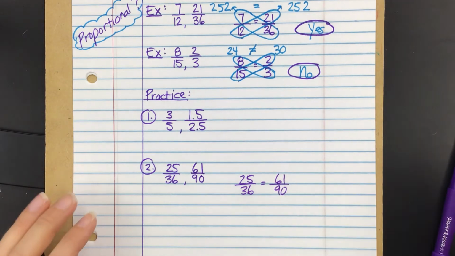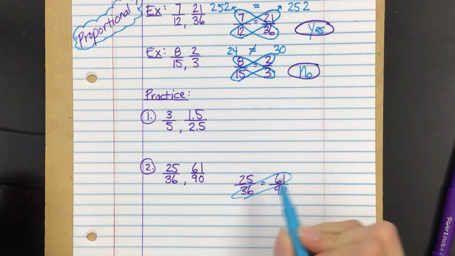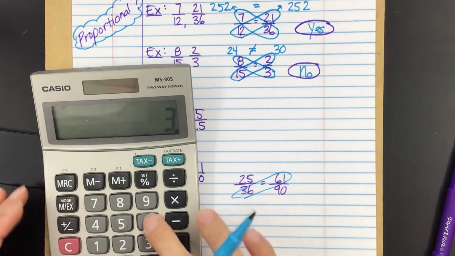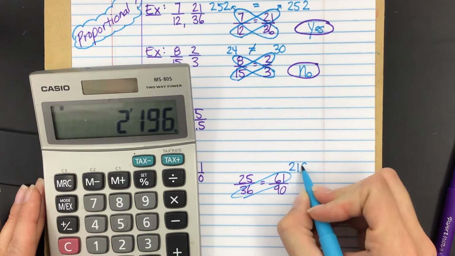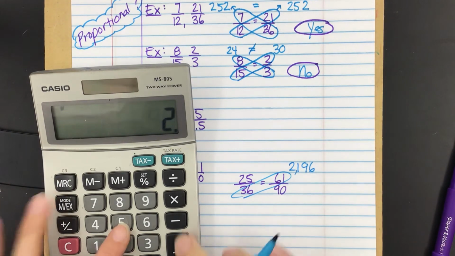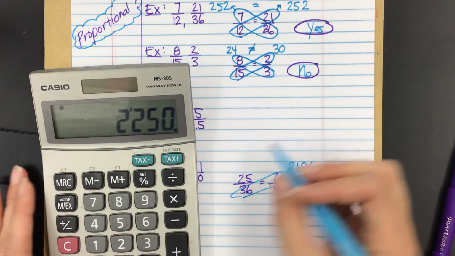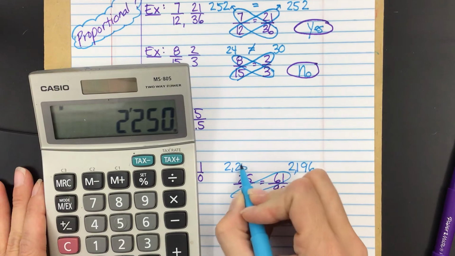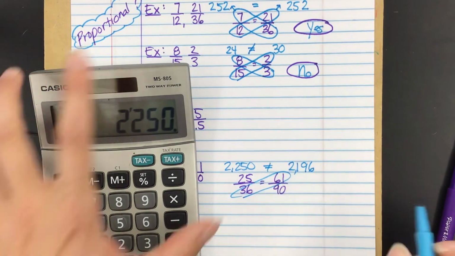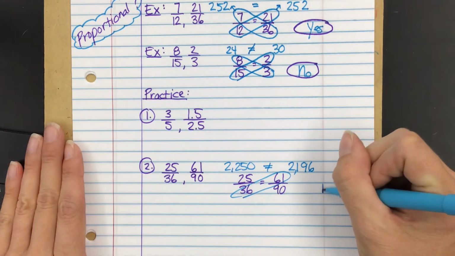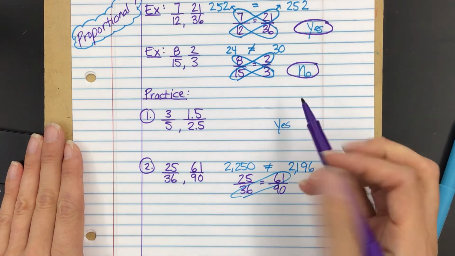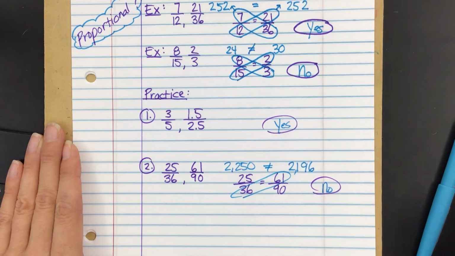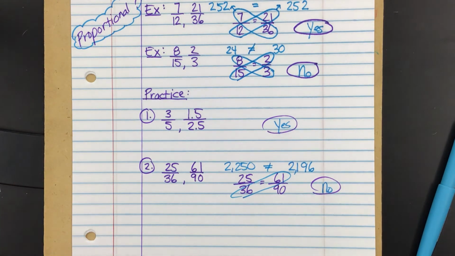Okay, so if I cross multiply here, let me check it out with my calculator. So 36 times 61, and then 25 times 90. And yeah, I would agree, those are not equal, so we would say no on this one. So no, and this one was a yes. All right, flip your pages. Well, if you have room, you can keep going, but I'm gonna flip my page over.